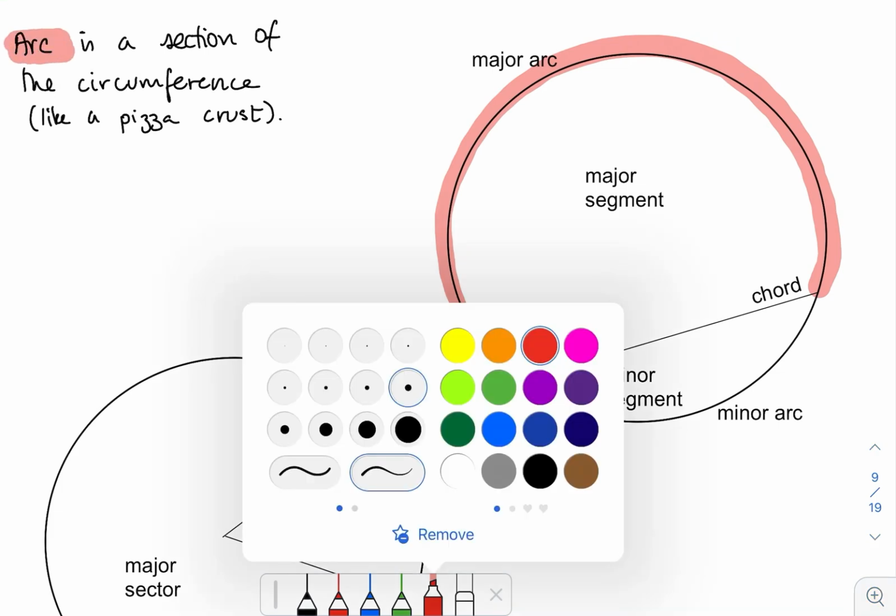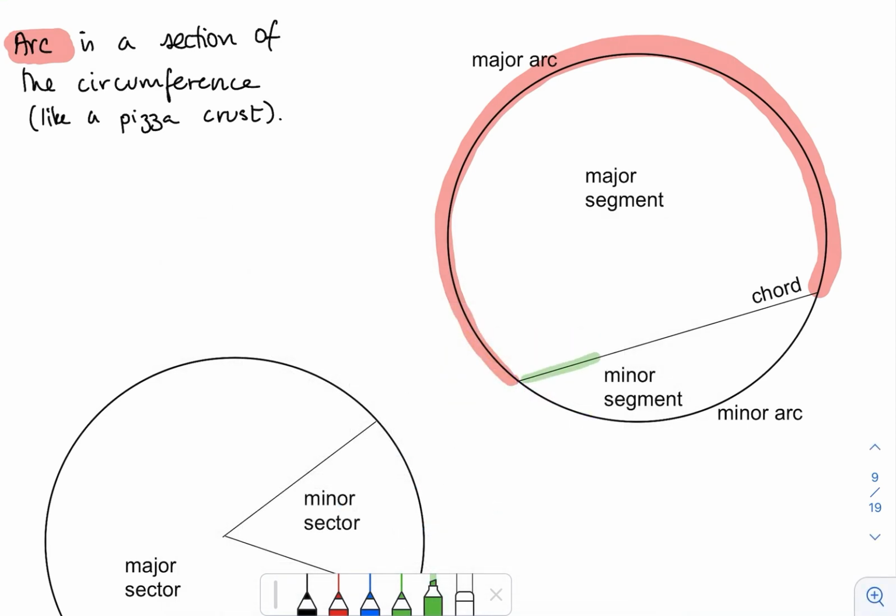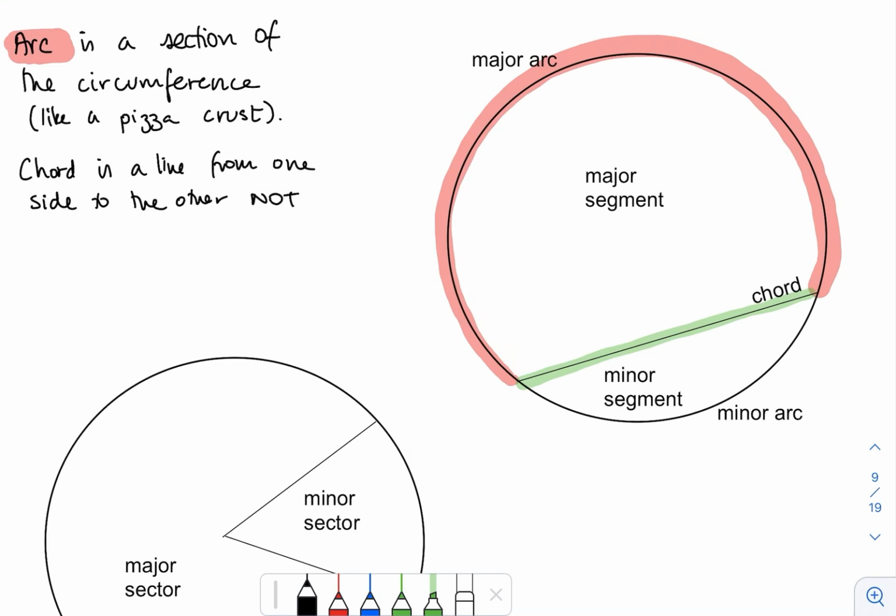The other thing we're going to look at here is chord. Chord. Okay, chord is a line from one side to the other, not passing through the center. So if you remember, the diameter has to go through the center. This one here cannot go through the center. Okay, that's a chord. So it just stretches from one side of the circle to the other. As long as it doesn't go through the center, it's called a chord.